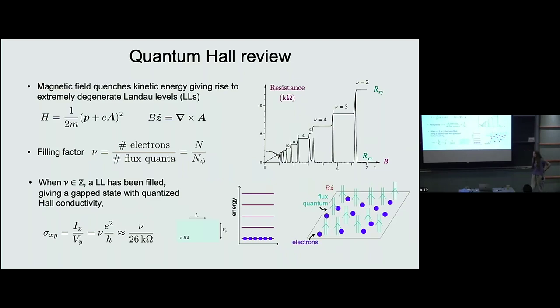So the Hall conductivity here is just the current in the x direction divided by the potential difference in the y direction. And experimentally, you see this series of plateaus in resistance as you tune the magnetic field.